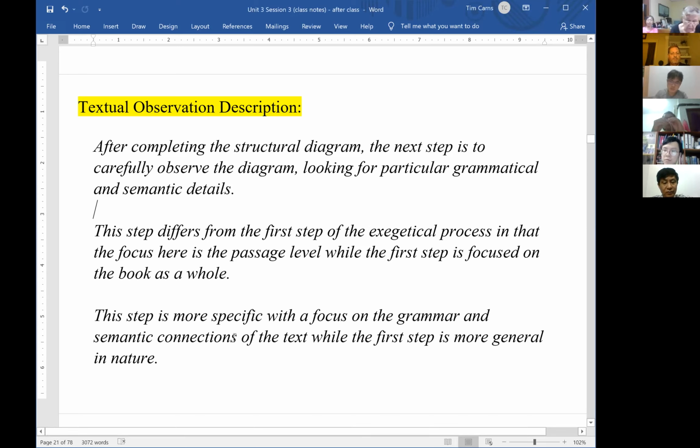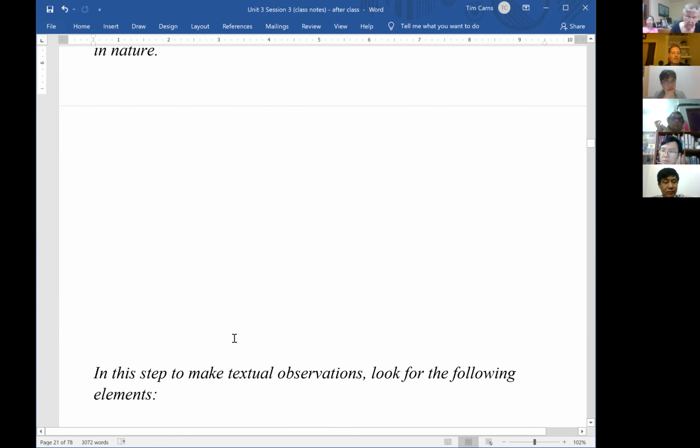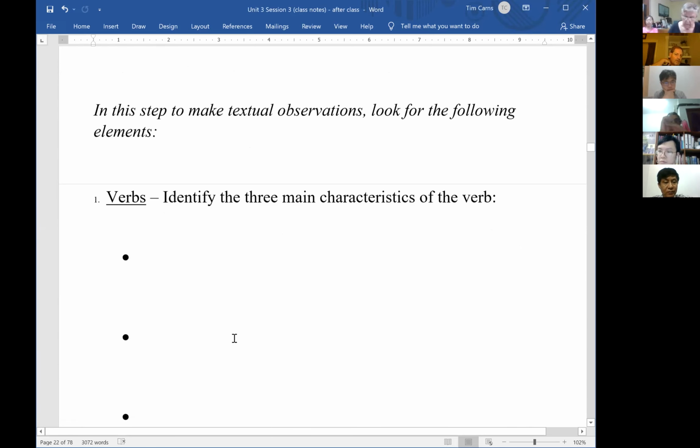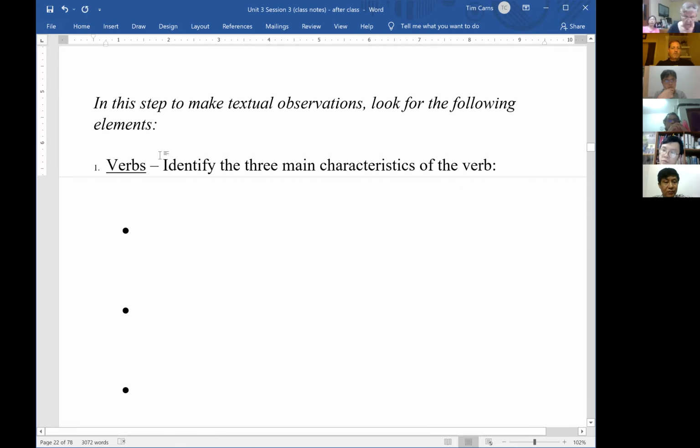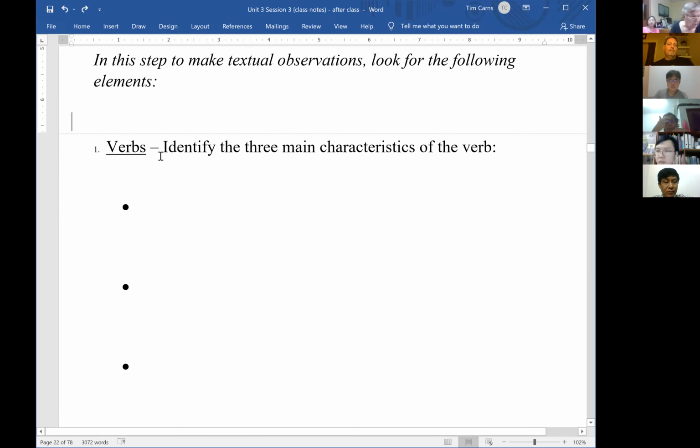Let me show you what I mean. There are certain things that you need to look for. In this step, you want to look for particular elements within the passage. And one of the key elements is the verbs. You want to see what the verbs are doing in this passage, all right? The verbs drive the action, so to speak, of the text. So they are a key part of the passage. So in this step, you want to look at each verb and identify the three main characteristics of the verb.